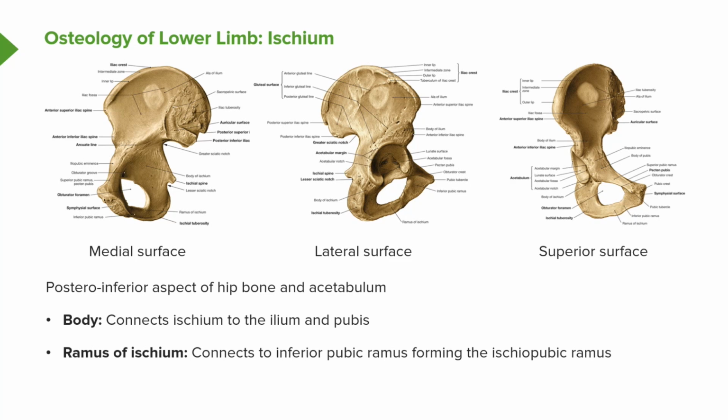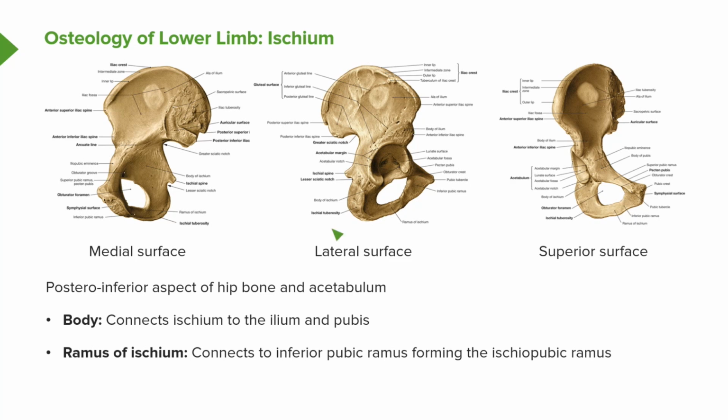We can see the body of the ischium on this medial surface. So here the organs of the pelvis have been removed, and we can see a nice clear body of the ischium. Remember, this connects the ilium and the pubis at the acetabulum. We can see it on the acetabular surface here.